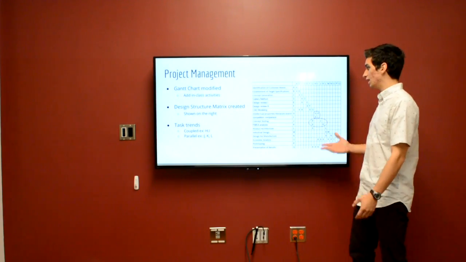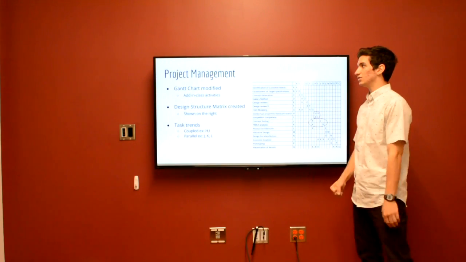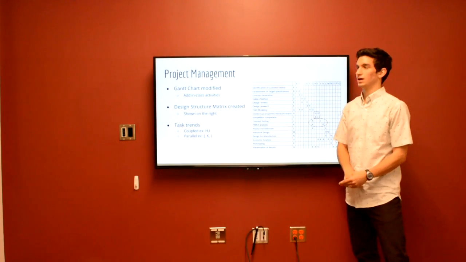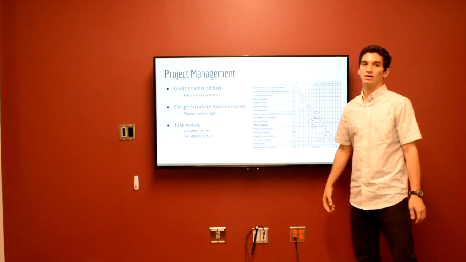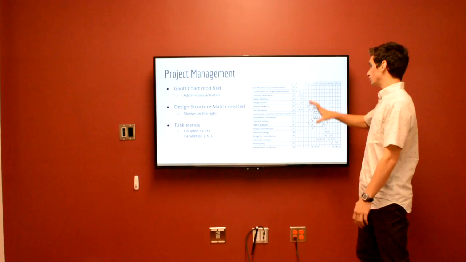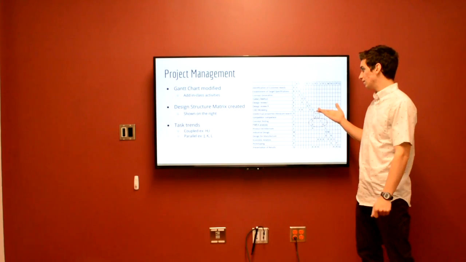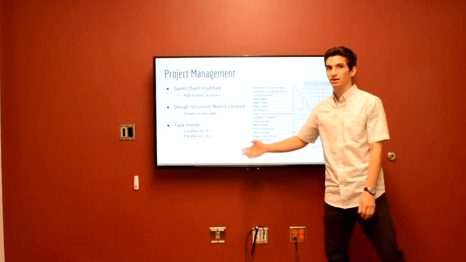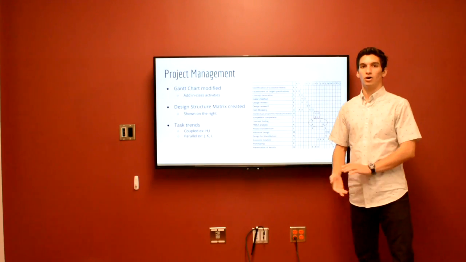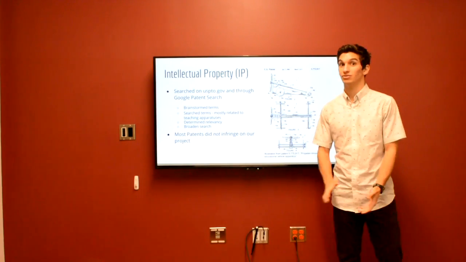Now, over here, we have our updated timeline. Our Gantt chart was modified to add in some of the in-class activities, such as our gallery method and our design reviews of prototypes that we brought into class. Our design structure matrix over here was created. It is new and improved. And this has a few examples of our coupled tasks and parallel tasks. H and I are coupled, and J, K, and L are parallel. Next we have Philip to talk to you about the intellectual property research.